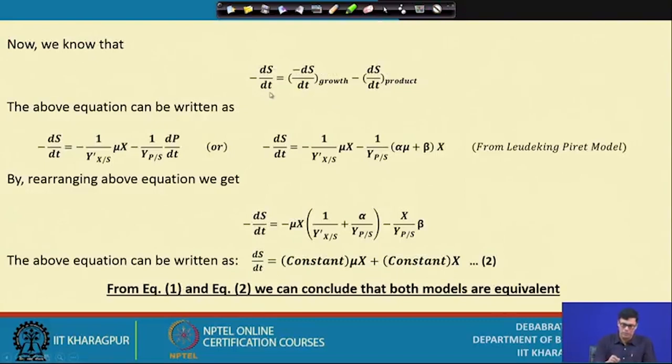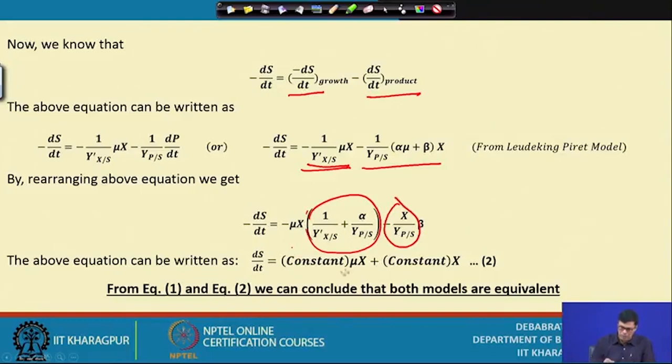Now, when we come to the Luedeking-Piret model, we can write that the substrate is used for dual purposes, similar to the Pirt equation. One is for growth, another is for product formation. Whatever substrate is used for growth, I can write like this, similar to the Pirt equation, and this is from the Luedeking-Piret model. Now, if we analyze these two equations, we can write minus ds by dt equals this plus this, where this is constant and this is also constant. So, we can write ds by dt equals constant into mu x plus constant into x, and we found that in the case of the Pirt model also it is the same. So, from that we can conclude that both are equivalent.